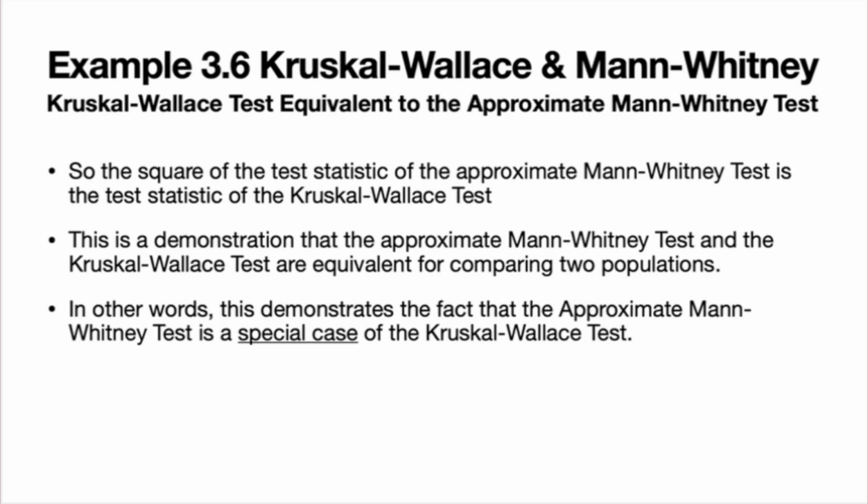Okay, so that's an interesting relationship that you need to understand. You need to know that and understand that. When you're comparing the locations of two populations, the Kruskal-Wallis test and the approximate Mann-Whitney test are exactly the same test. They're equivalent tests, just done in slightly different ways. In the case of the Kruskal-Wallis, the quantities that we're calculating are essentially the square of the quantities that we're calculating in the approximate Mann-Whitney test.